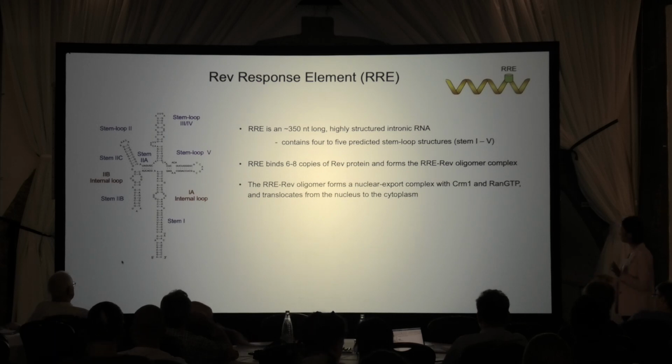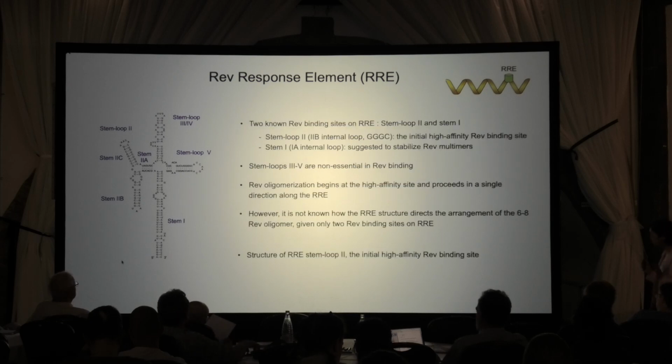RRE binds 6 to 8 copies of Rev protein and forms the RRE-Rev oligomer complex. This complex forms a nuclear export complex with CRM1 and then Ran, then translocates from the nucleus to the cytoplasm. There are two known Rev binding sites on RRE, stem loop 2 and stem 1.